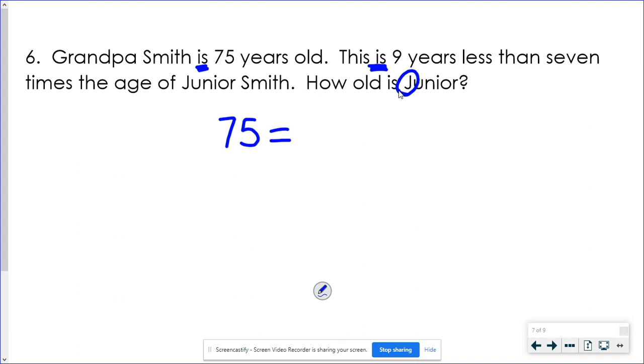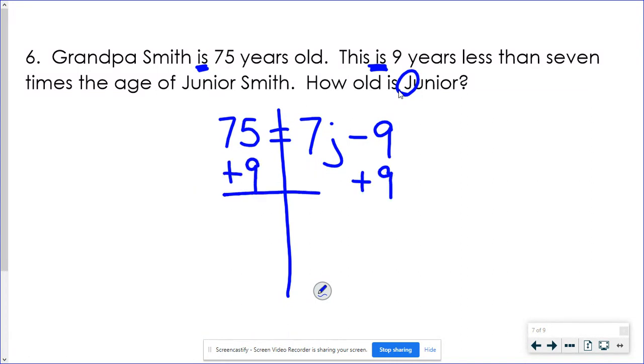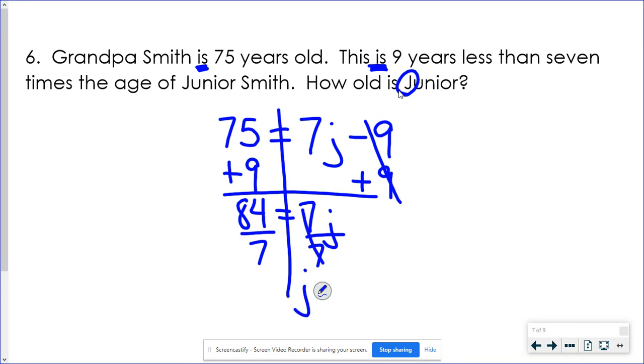So let me start with the 7 times the age of Junior Smith. That would be 7 times Junior's age. And I'm going to subtract 9 from that. Keep in mind, it would not make sense to get a fraction or a decimal answer on this, right? If we're talking about how old somebody is, we talk about years. So I'm going to get 84 equals 7j. So then J, Junior, is going to be 12 years old. So how old is Junior? 12 years old.